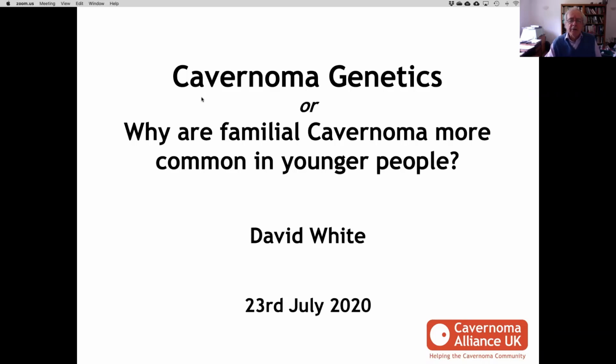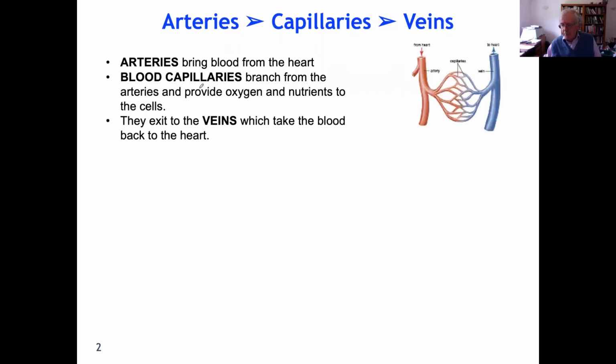Okay, I'm going to start off just with a little bit of background, which isn't really genetics at all, just to put everything in context. And the point I want to make is that quite a lot of this talk is about blood capillaries, and blood capillaries link the arteries to the veins. And so the first diagram, if I can make it work, is simply to show that that's the way the blood goes.